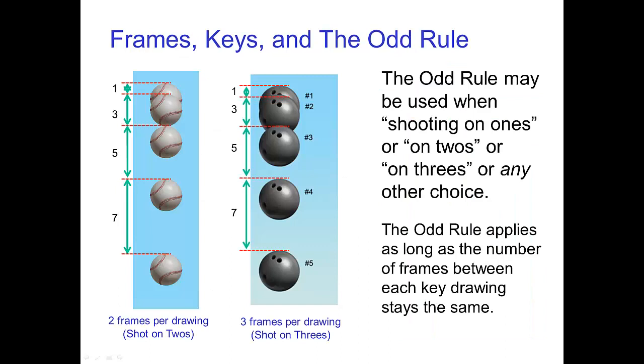One of the beauties of the odd rule is that you can use it when animating on 1s or on 2s or on 3s or for any other choice. In these two illustrations, we have a falling baseball shot on 2s and a falling bowling ball shot on 3s. The odd rule applies as long as the number of frames between each key drawing stays the same. If you want to mix shooting on 1s and on 2s, then start with the odd rule on 2s and then add some in-betweens.